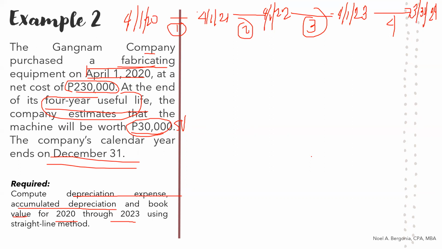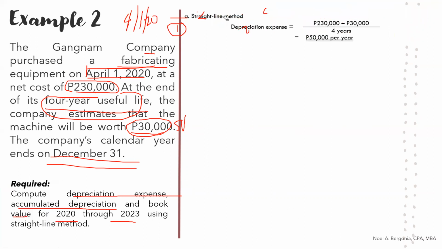Okay, so computein ulit natin yung kabuuang depreciation expense. So your depreciation expense for a whole year is again 50,000 per year. So again, that came from your asset cost na 230,000 minus the salvage value na 30,000. So ang depreciable base is 200,000 all over 4 years. Okay? Then that would be 50,000 per year.